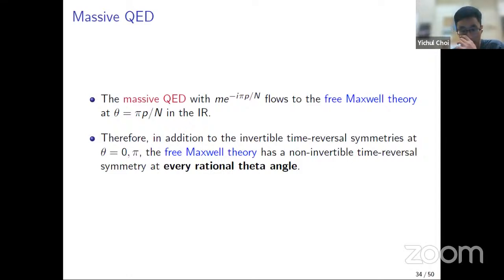And because of this, we would expect that the 3+1D free Maxwell theory should also have a non-invertible time reversal symmetry at this rational value of the theta angle. And let me try to explain how that is realized.